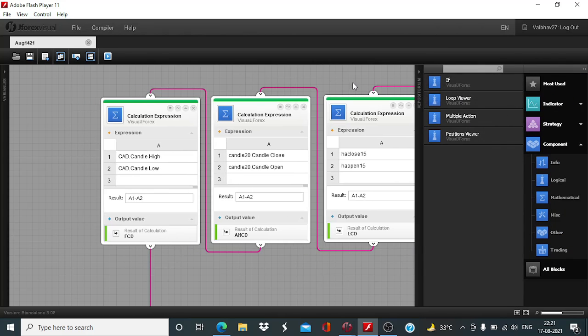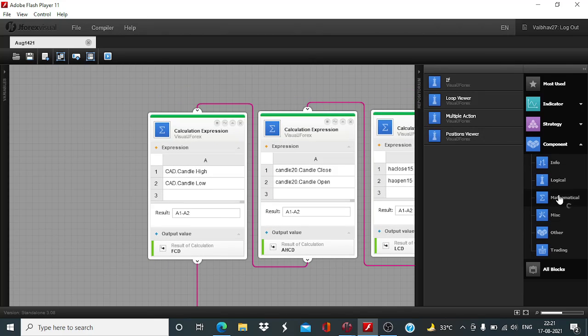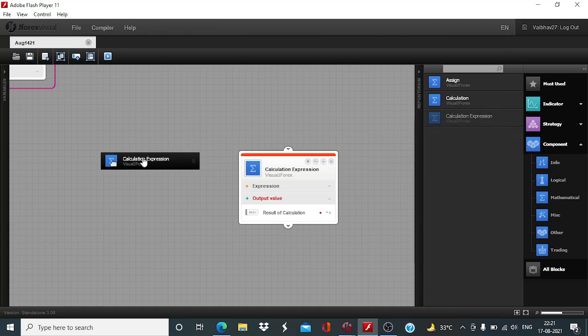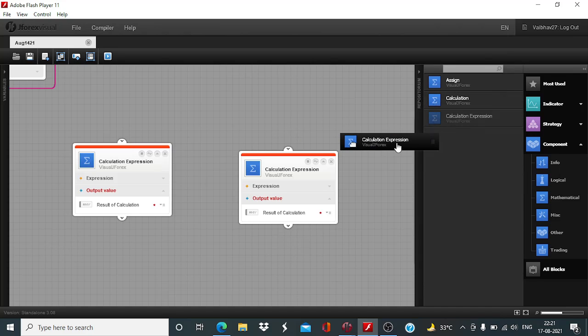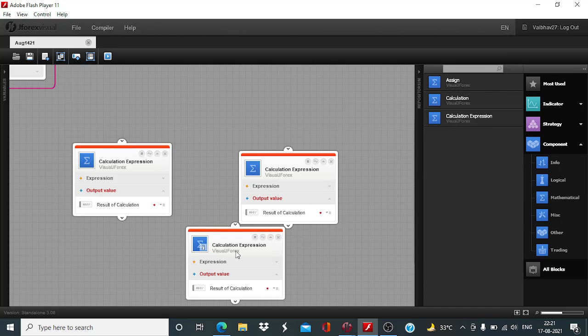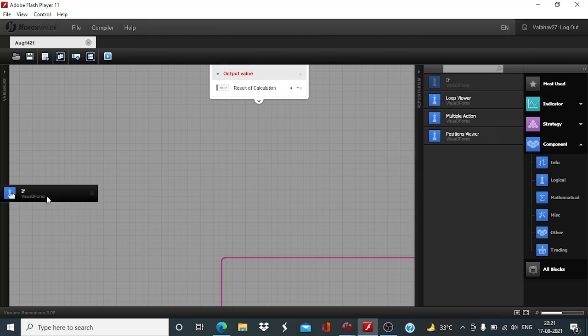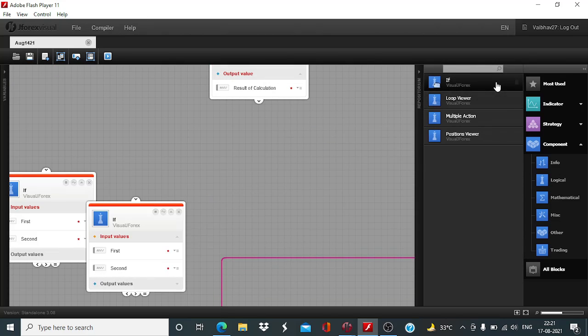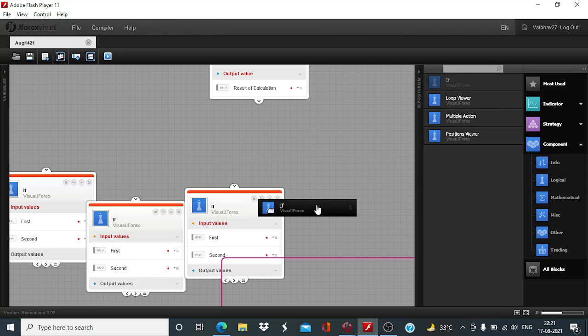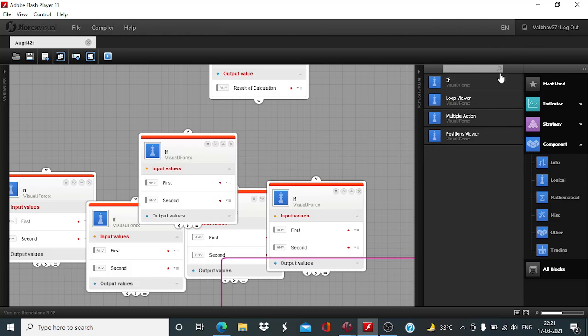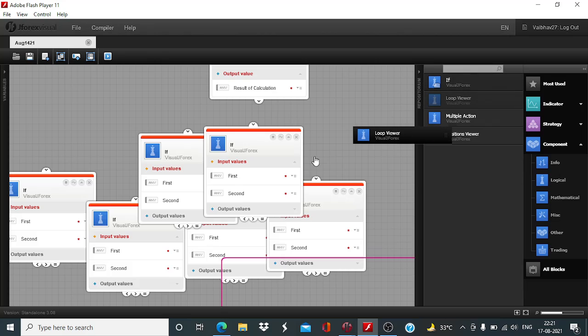So for that, I will add 3 calculation expression blocks and 7 if blocks. 1, 2, 3, 4, 5, 6, 7. After this will come the trade command block.